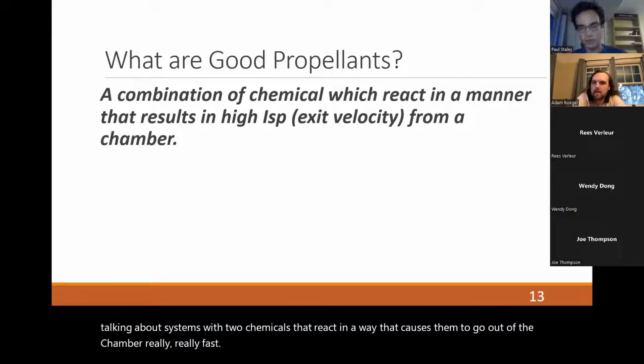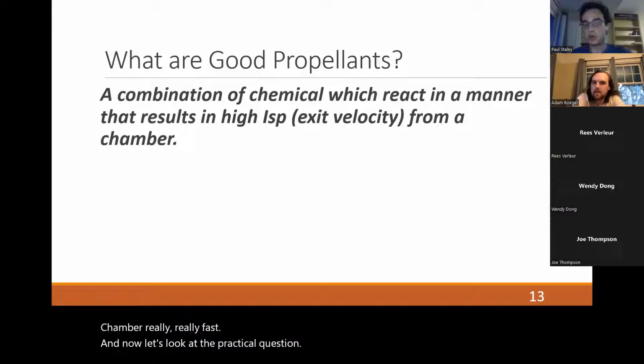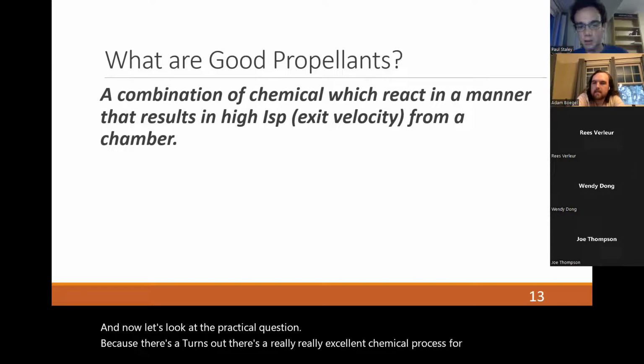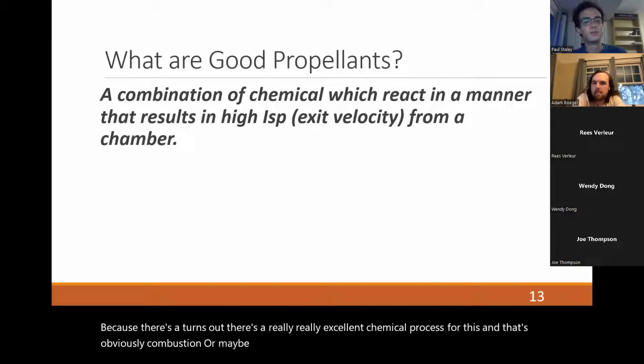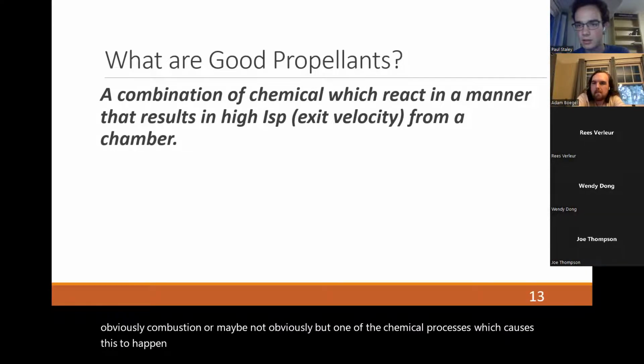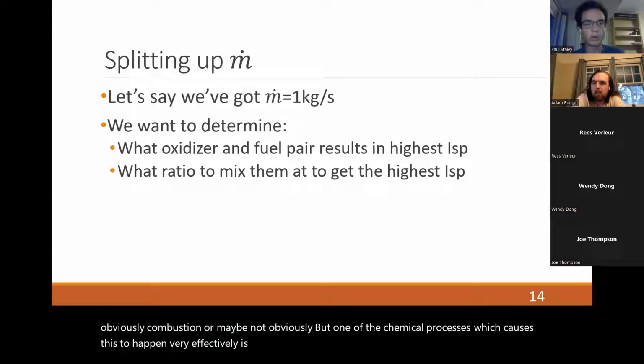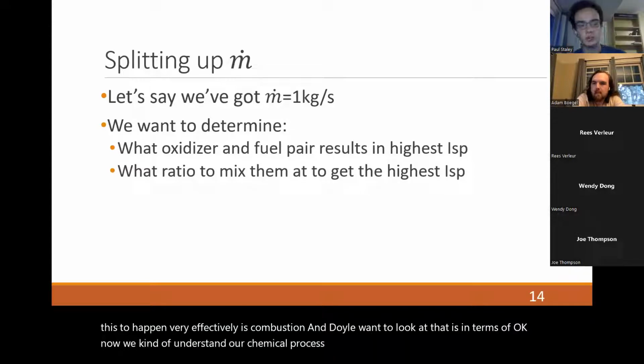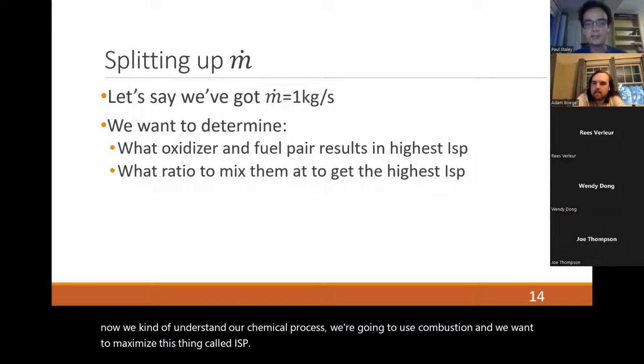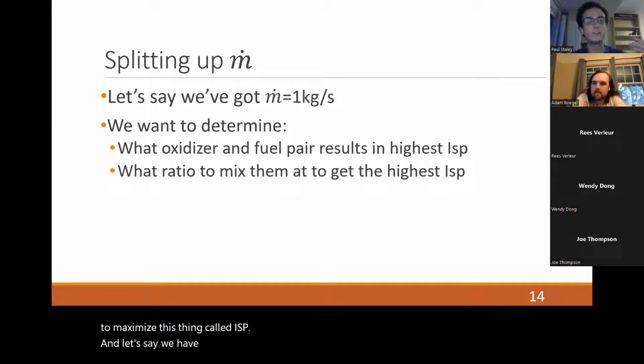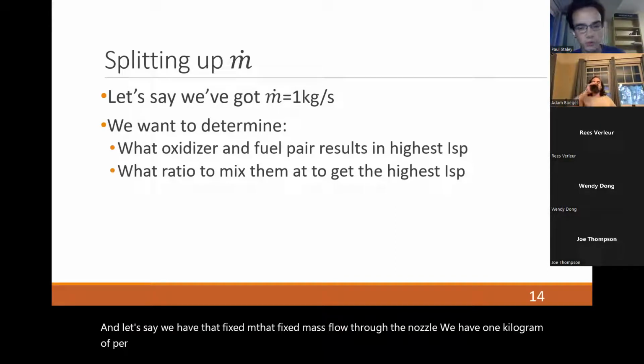And now let's look at the practical question. Turns out there's a really excellent chemical process for this, and that's combustion. Or maybe not obviously, but one of the chemical processes which causes this to happen very effectively is combustion. Now we understand our chemical process. We're going to use combustion, and we want to maximize this thing called ISP. Let's say we have that fixed mdot, that fixed mass flow through the nozzle. We have 1 kilogram per second of whatever we want flowing through the nozzle.